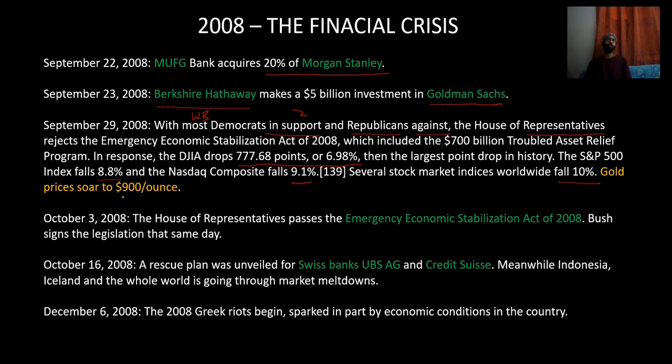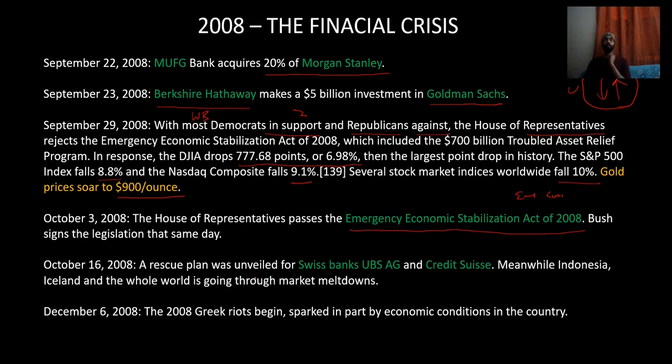Gold prices soar to $900 per ounce. So while the stock markets were going down, the gold prices were rising during this time. So this shows a negative correlation between the gold prices and the equities, right? October 3, the House of Representatives passes the Emergency Economic Stabilization Act. So at last, the funds are allotted. They see there is no other way, the funds have to be allotted.